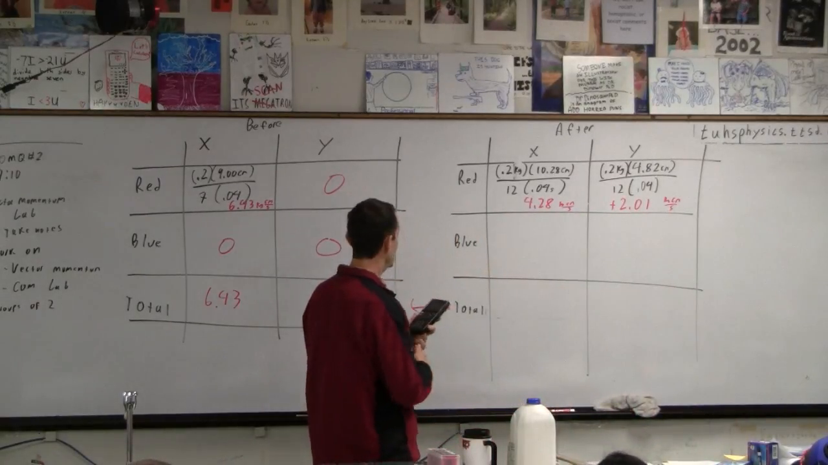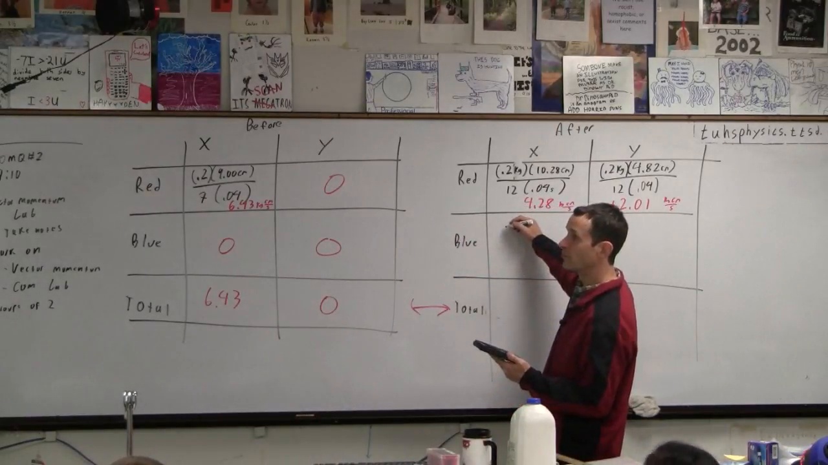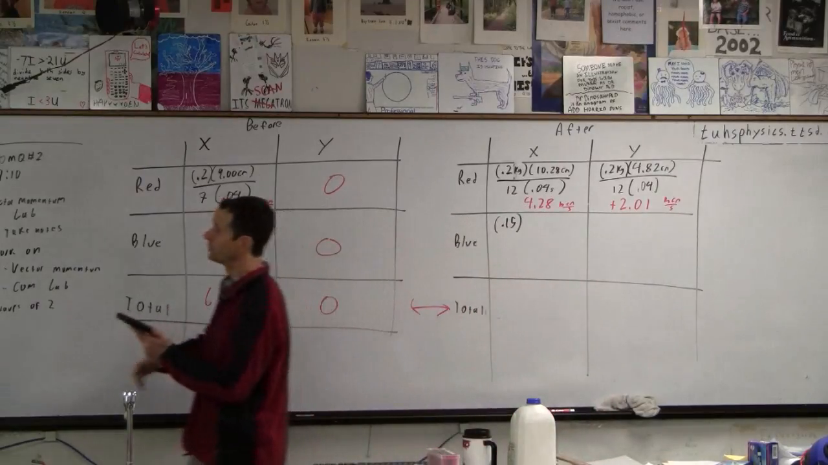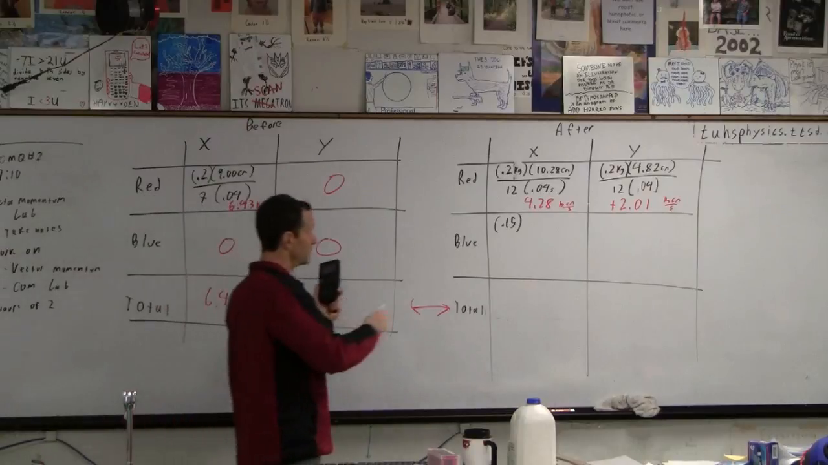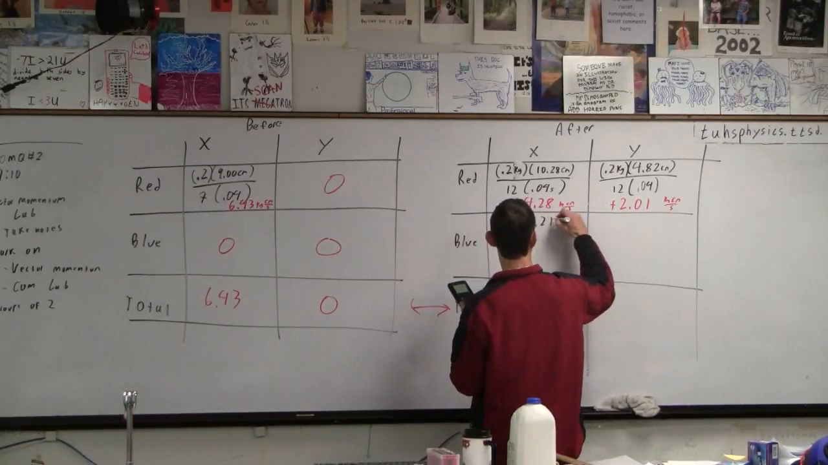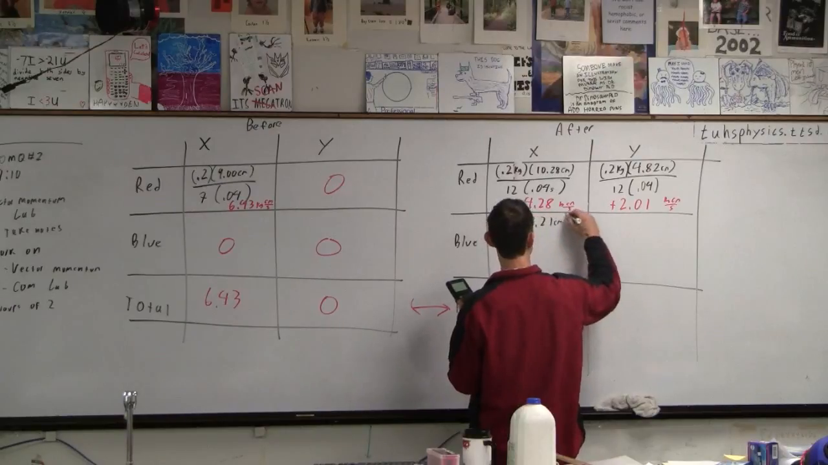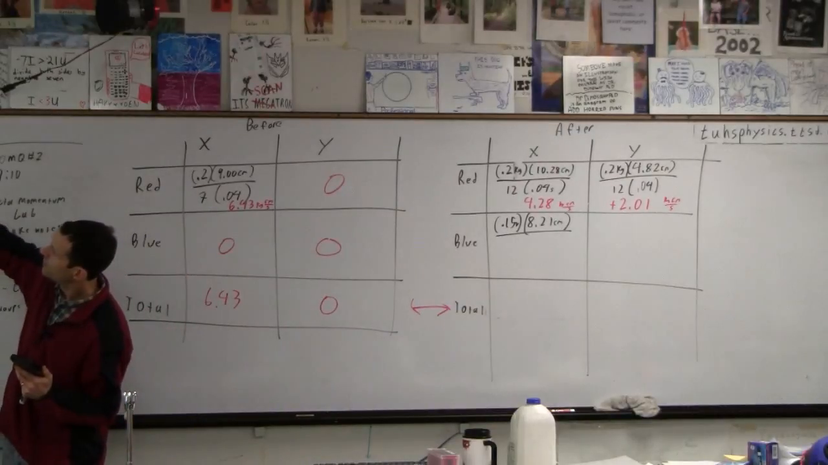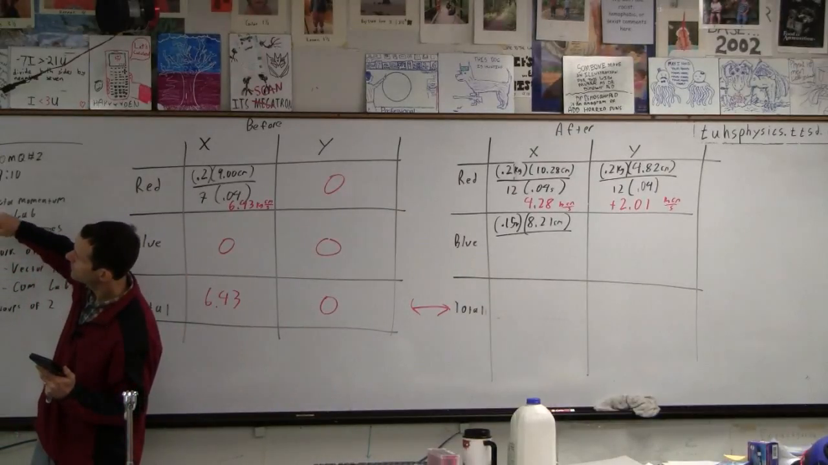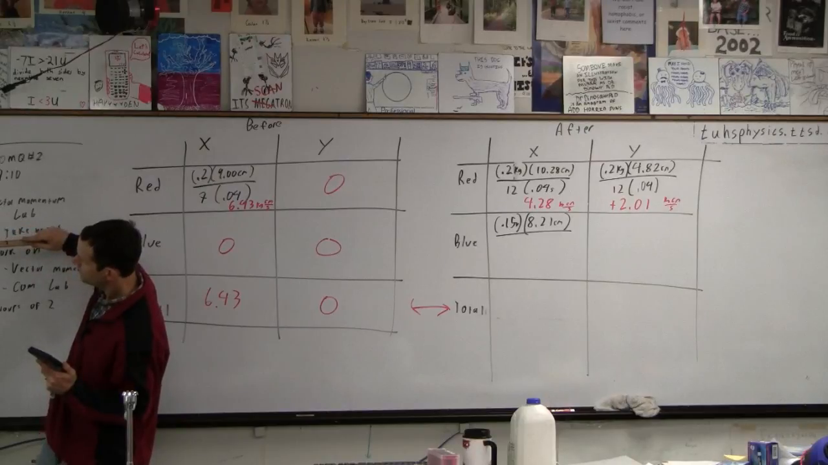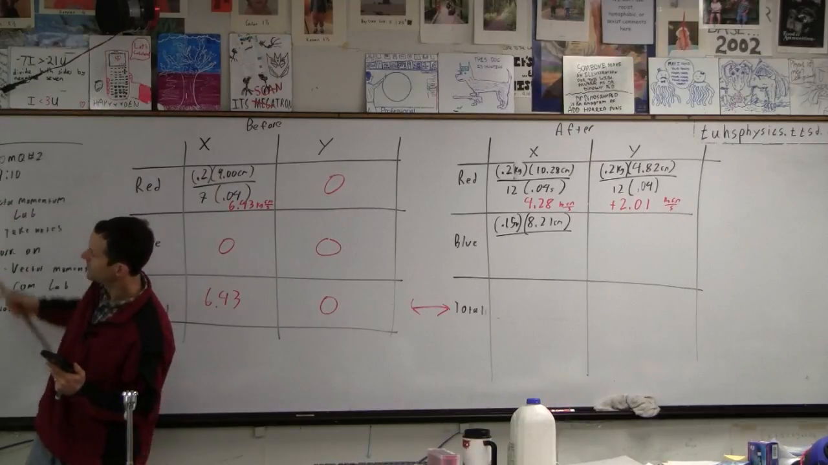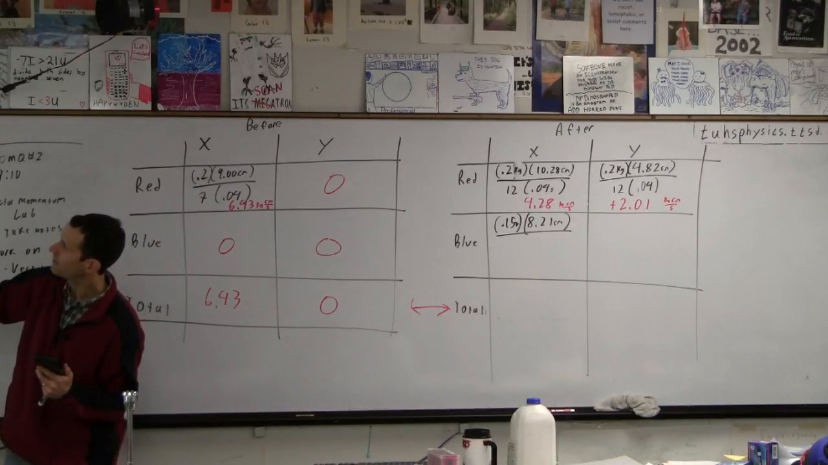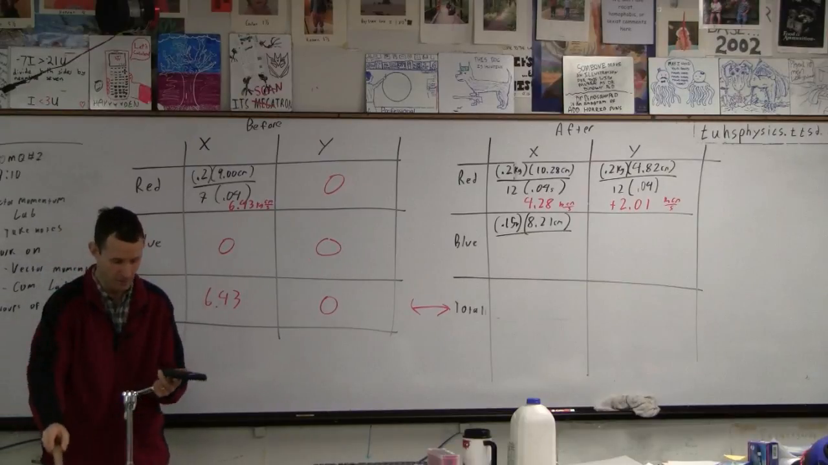Now blue has a different mass. Remember, blue has a mass of 0.15 kilograms, and blue after was 8.21 centimeters. How many intervals is this? 1, 2, 3, 4, 5, 6, 7, 8, 9, 10, 11, 12, 13, 14. Let's do it again. 1 through 14. The 14's a go.